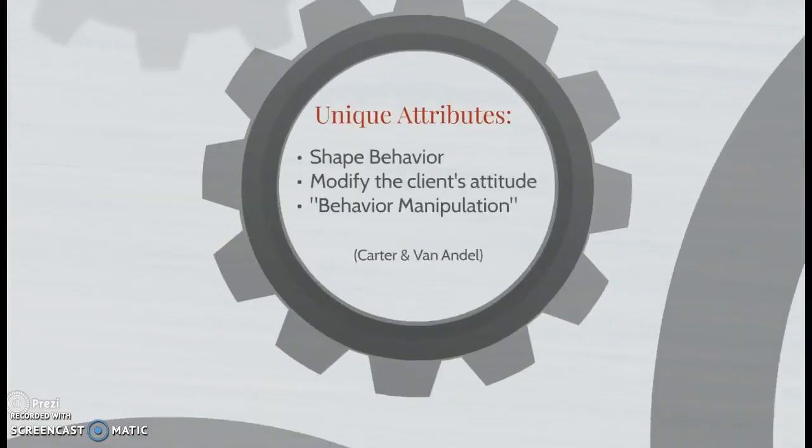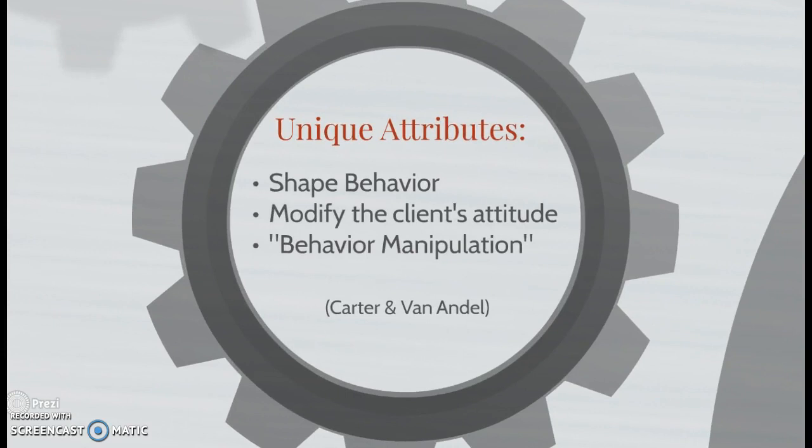All right, and some of the unique attributes here. We have shaping behavior. Basically, this theory is good for promoting good choices while disciplining bad choices. And when you promote the good and discipline the bad, it shapes a behavior, and it helps overall. It also modifies the client's attitude.